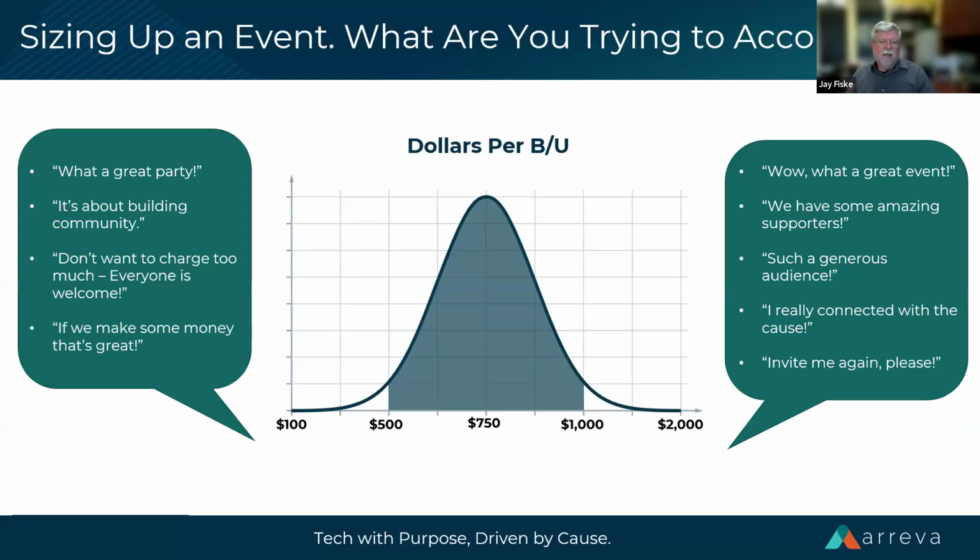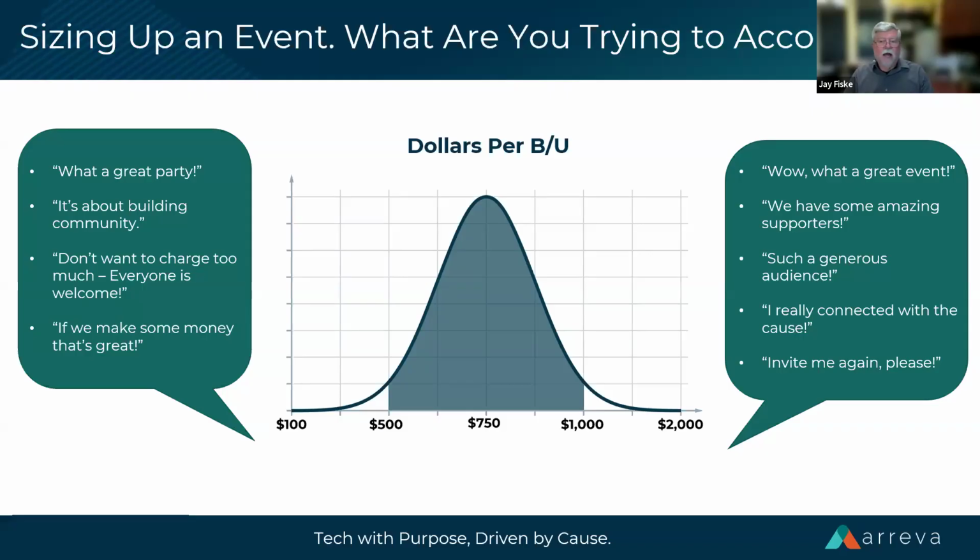So here's that bell curve I was talking about. And that range is $500 to $1,000. Again, like I said, there's outliers. There's going to be some causes out there at $1,500 to $2,000 per buying unit, and some on the other end. But for planning purposes, go back to your auction software, or retrieve your data from last year, and calculate your dollars per buying unit. Your dollars per buying unit should be in the middle of that bell curve.